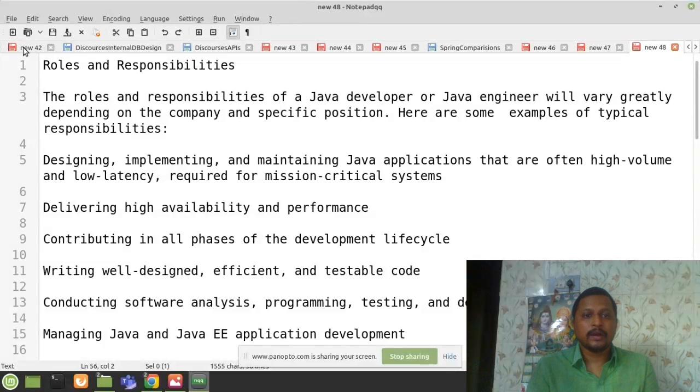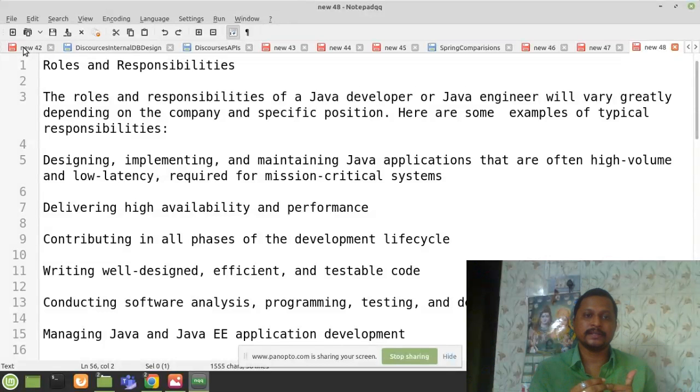Next, coming to contributing in all phases of the development life cycle. Before discussing this, we should know what is meant by the development life cycle. The development life cycle is a cycle that every day needs to be done by a Java developer. He must start the development of any requirement with design and understanding, and he needs to implement it with a particular process in the development process.